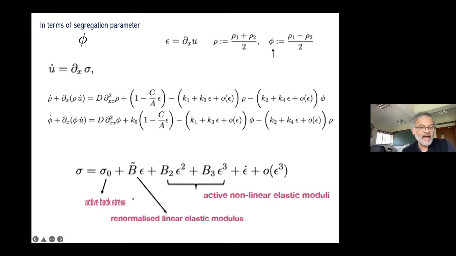the linear elastic modulus gets renormalized by activity. You pick up active nonlinear contributions coming from activity, and there's a pressure term, which is called the active back stress. So basically the local stress gets renormalized to have this nonlinear behavior. This renormalization is an effect of how the active stresses feed back onto the actin mesh. But what you see is that there's an epsilon term and an epsilon squared term. And so the fact that B2 could be negative could introduce interesting consequences.